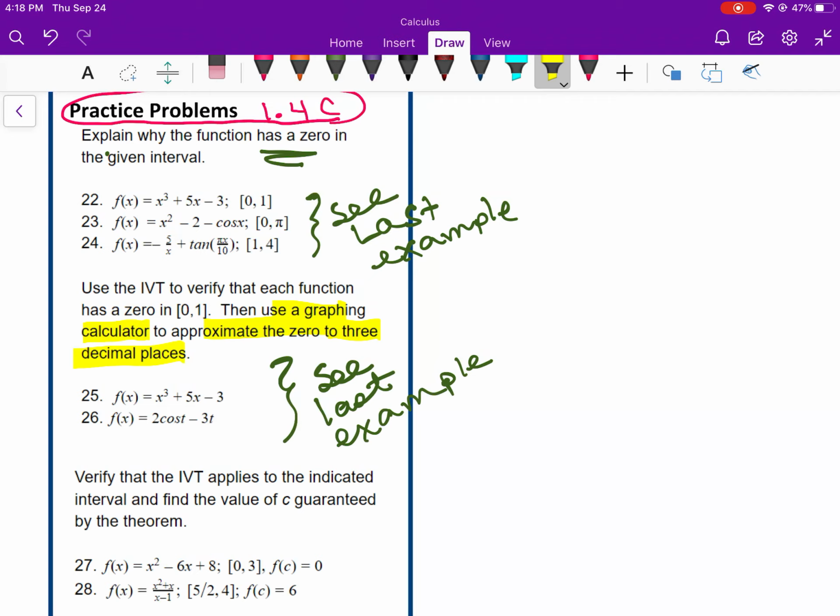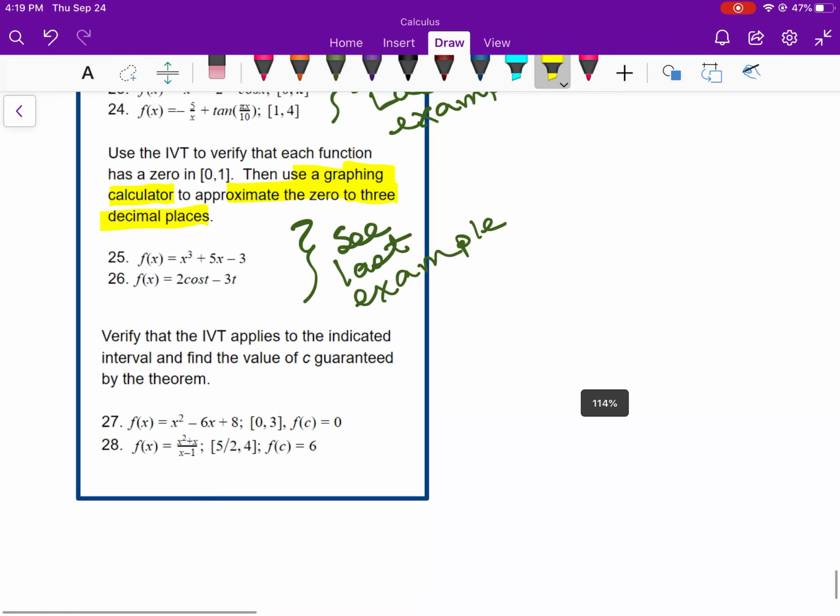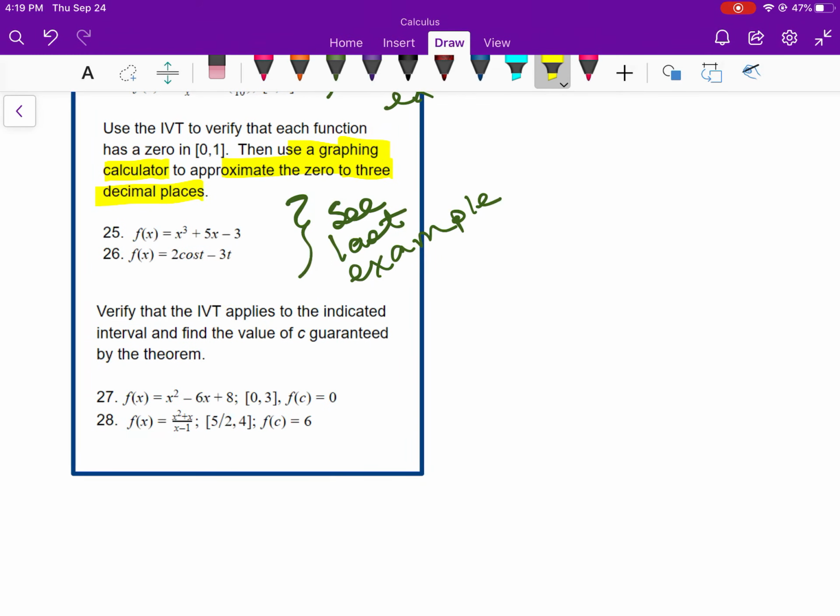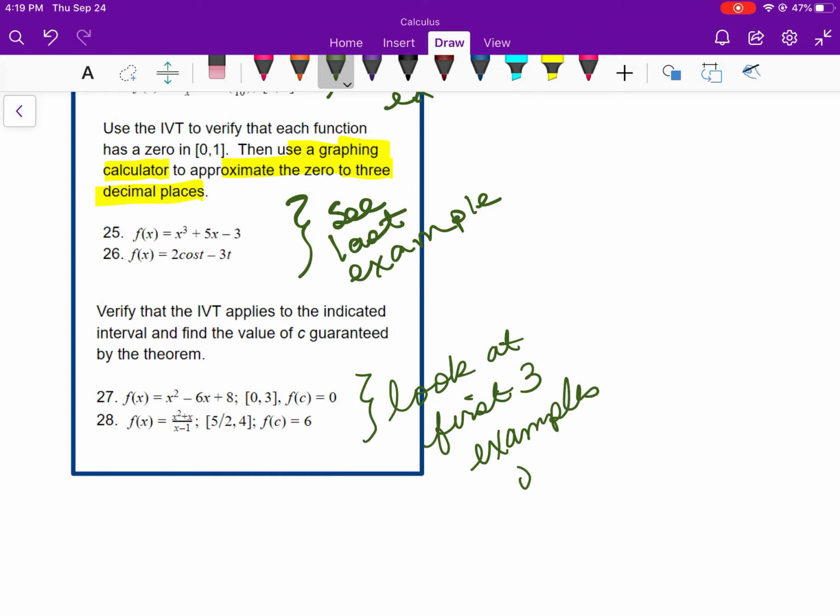Now, you have options while you're at home. You can pull up Desmos. There's also different graphing calculator emulators that you can find online, but I bet you if you use Desmos, you would be able to find it. And then these last two, you're going to be looking at the first three examples. And that should take care of you.